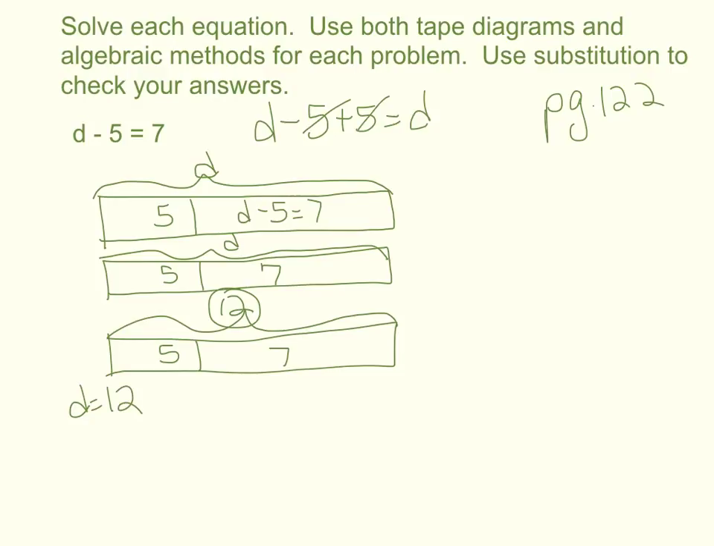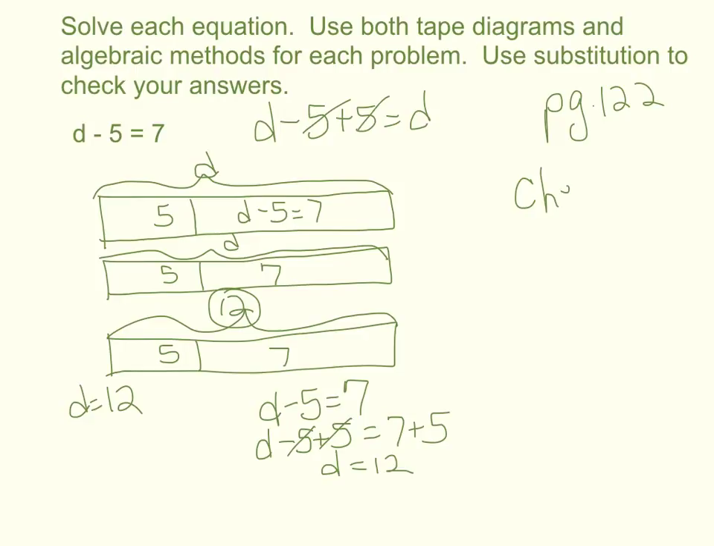Let's get ready to solve this algebraically. We're going to write D minus 5 equals 7. We're going to use the identity of negative 5 as positive 5, and we're going to make sure that we do the positive 5 on both sides of the equal sign to keep the equation equivalent. Negative 5, positive 5 cancels each other out. We're left with D, which is exactly what we need. 7 plus 5 equals 12. So we've proven this algebraically.